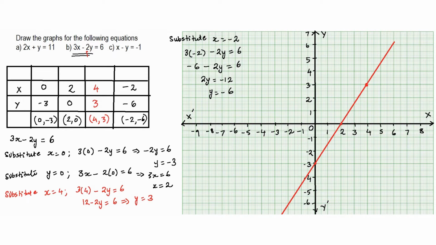Let us try to plot that point. When x is -2, the value of y is -6. You will notice that the point already lies on this particular line, right? So now we have got 4 points, and we saw that all these 4 points lie on this particular line, and hence our solution has to be correct. So this is the graph of the given equation 3x minus 2y equals 6.